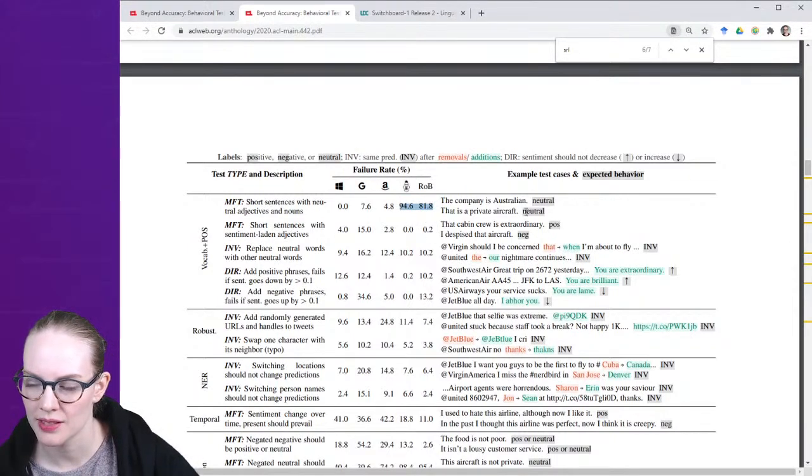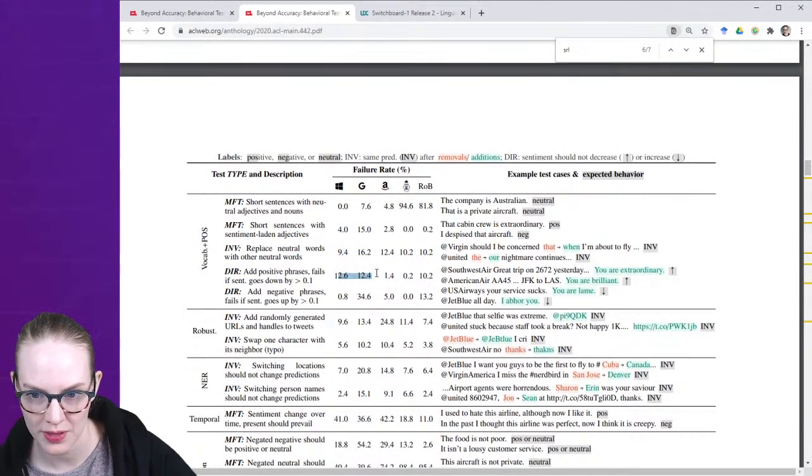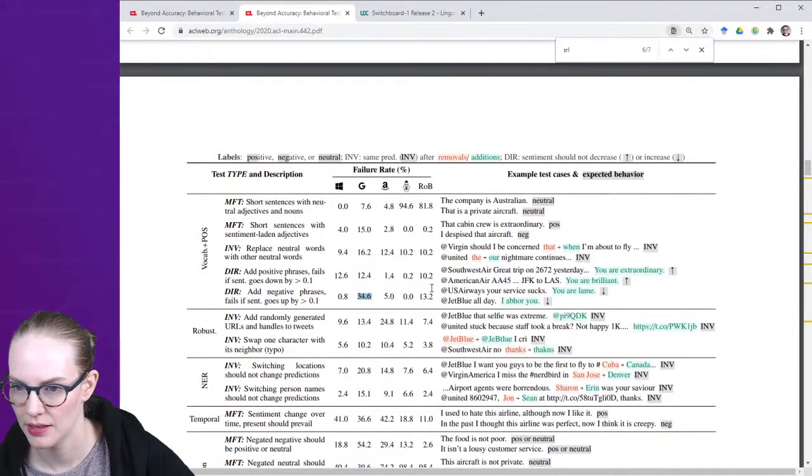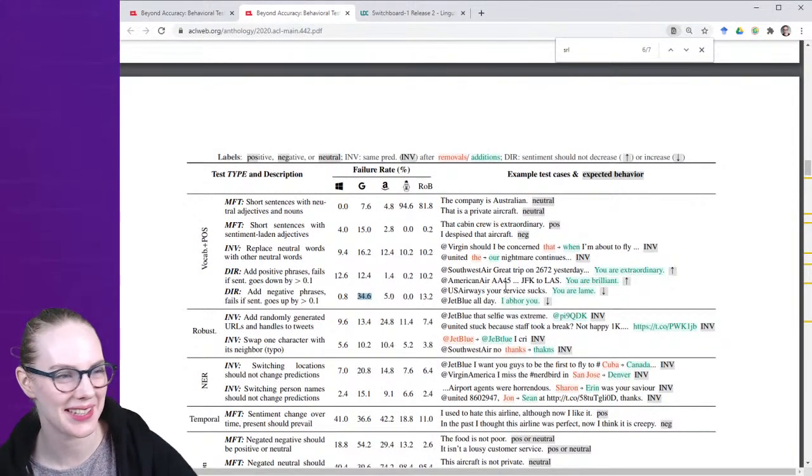Sort sentiments with some adjectives. Most models did pretty good. Replacing neutral words with other neutral words. Most models did okay. Adding positive phrases fails if the sentiment goes down. Both Microsoft and Google struggled with that a little bit. And then adding negative phrases fails if sentiment goes up. It looks like Google really struggled with that. Adding something like "I abhor you," which is a weird thing to say, should take the sentiment down, and for the Google model, the sentiment would actually go up when you added that phrase.